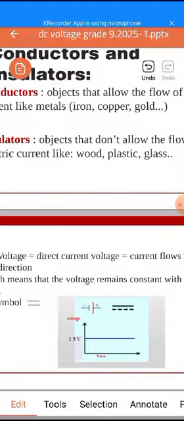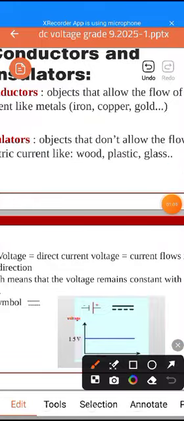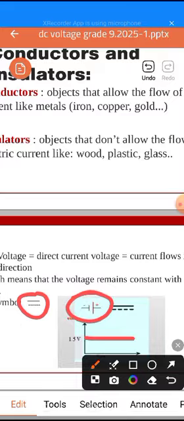So it means that the voltage remains constant with time. It doesn't change with time. The voltage is not variable. It's always constant with time, just like the electricity given by the dry cell. They give us a DC voltage, which is a constant voltage, not variable. And this is the symbol of DC voltage. So when you see this symbol, it means DC voltage, like the electricity given by a dry cell.